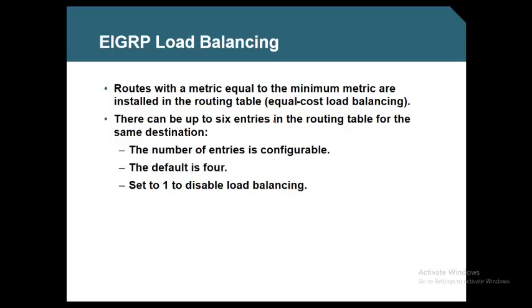Yes. In the routing table, only the best path will be there. The lowest metric path will be there. If you have more than one path with same metric, then up to 4 paths will be there in the routing table. I repeat, if you have multiple paths with same metric to reach a destination, it will show you only 4. You see in that second point, you see the default is 4.